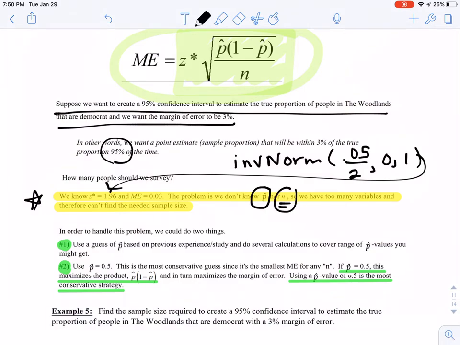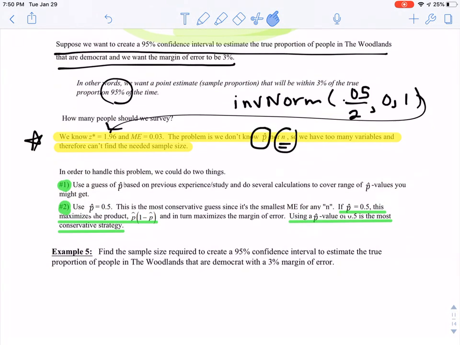Okay, so there's kind of two ways to handle this. One way is you could guess what p-hat would be based on looking at previous studies that have been done on this particular topic. The way that we're going to do this is we're going to choose a p-hat value, which might sound kind of weird, that we're just guessing what a sample proportion would be, but we're going to make our guess super conservative. The guess that you're always going to use is 0.5.